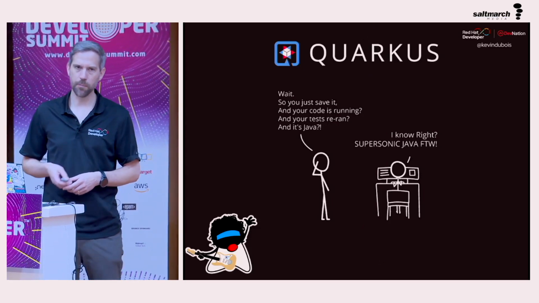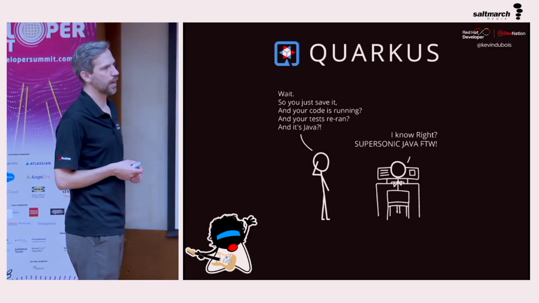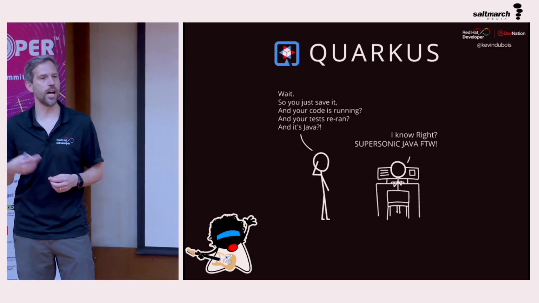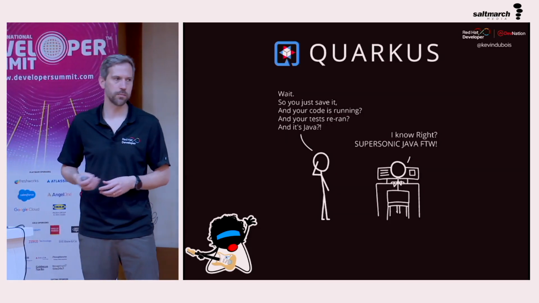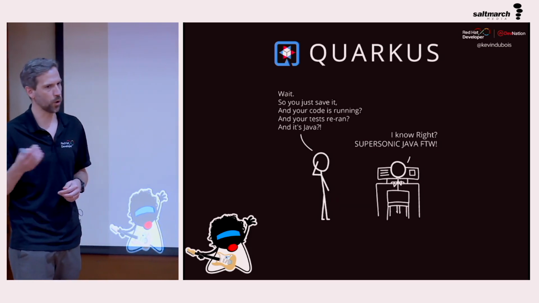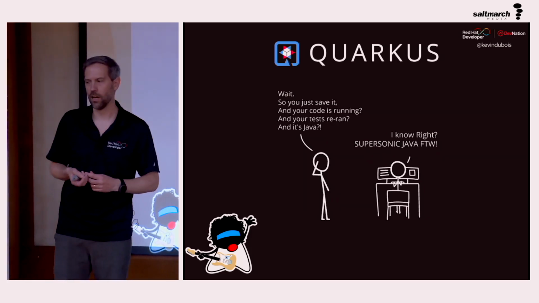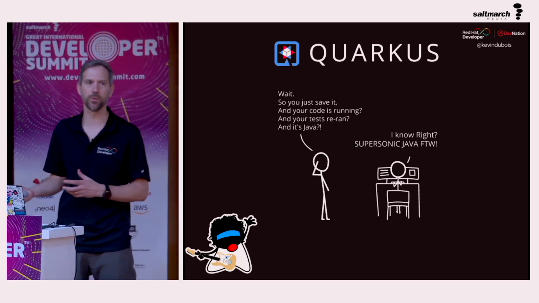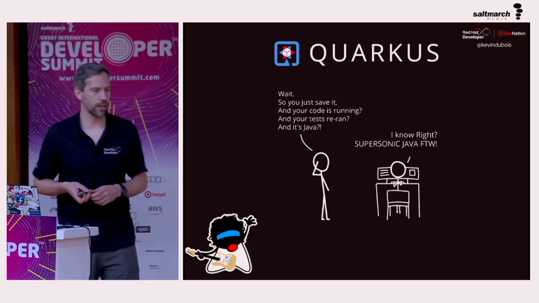So I'm going to be talking today mostly about Quarkus, which is a Java stack that helps not only speed up your applications in terms of performance, you may have heard about that, but it also has some really cool features to help with the inner loop of our development.